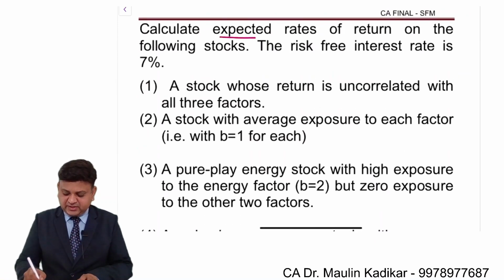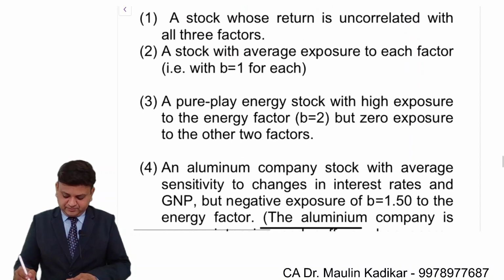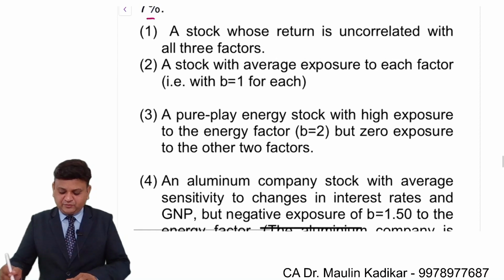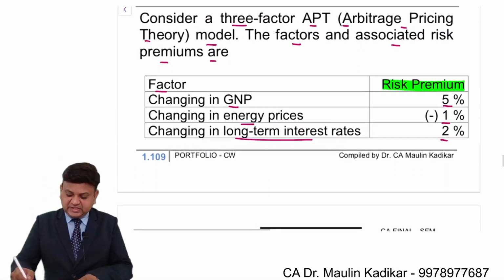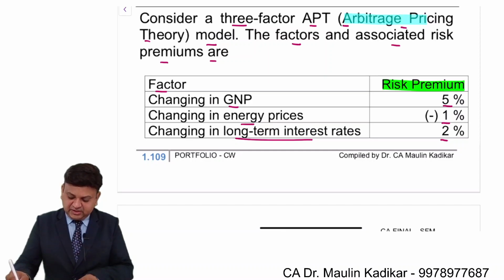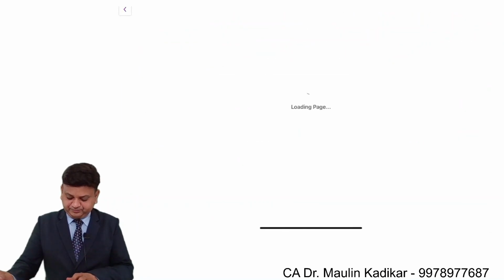Calculate the expected rates of return on the following stocks. The risk-free rate of return is 7%. We have been provided with the 4 questions. Now what is this APT, arbitrage pricing theory? Let us understand. Everybody is requested to pay attention.